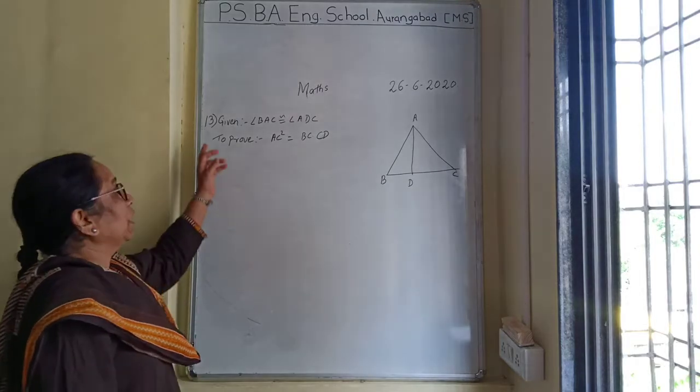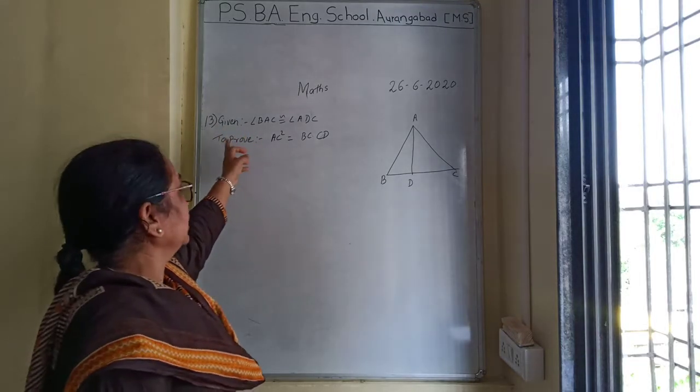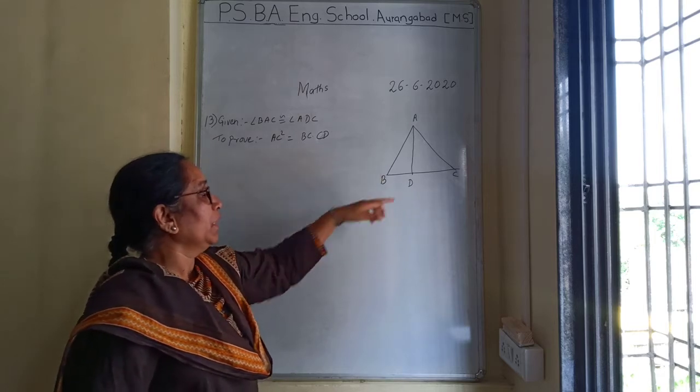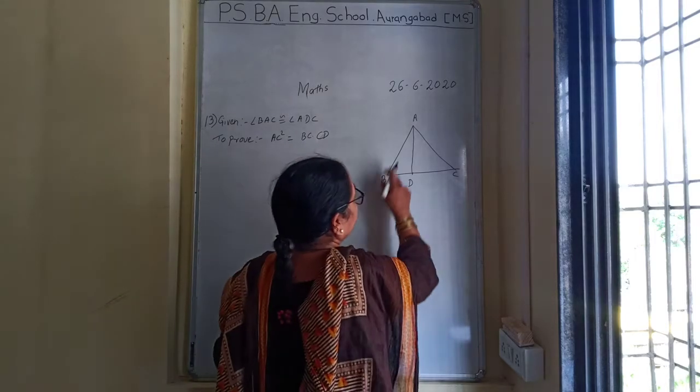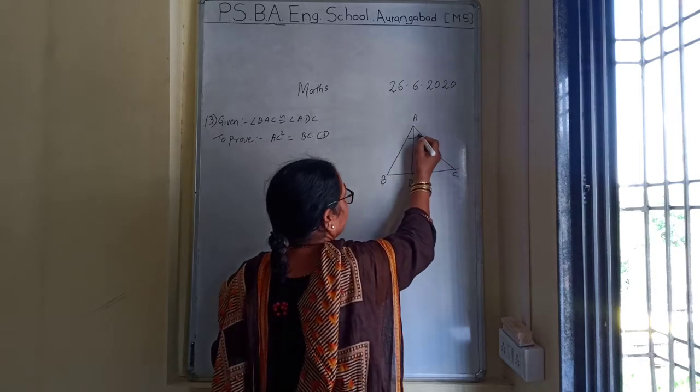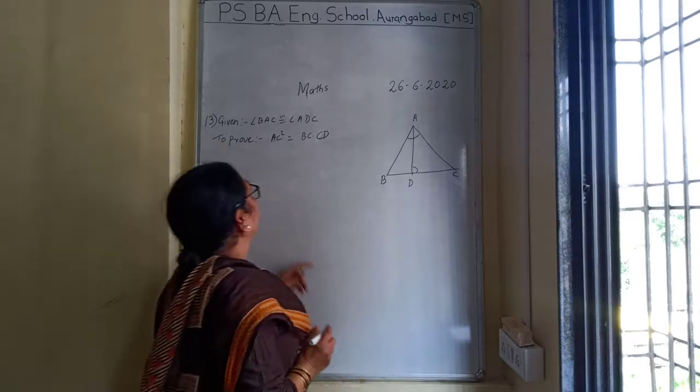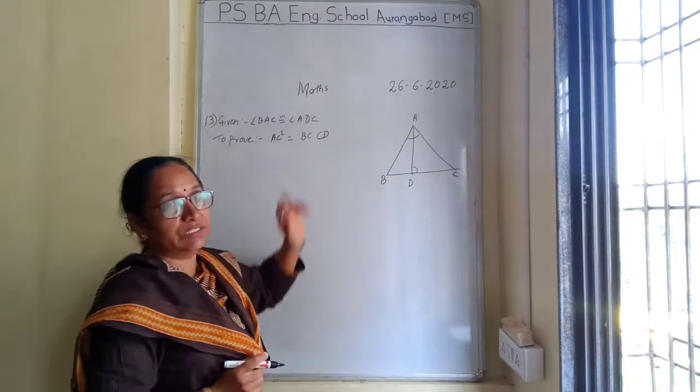Now students, we are going to deal with question number 13. The figure is like this: triangle ABC. Here it is given to us that angle BAC is congruent with angle ADC. We have to prove AC square is equal to BC into CD.